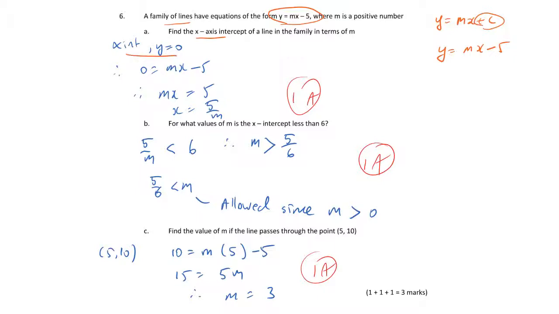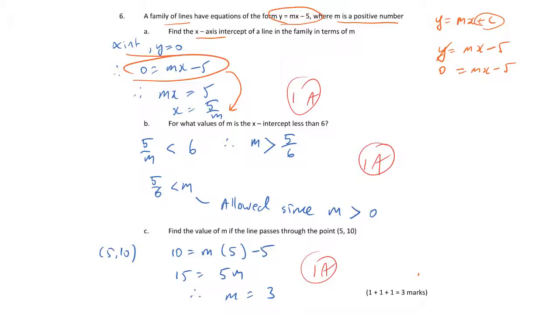To do that, we just let the y equal 0. This means that becomes 0 equals mx minus 5, that's what this line here is saying. From here, it's just a matter of rearranging until we've got the x on its own, and that's what we get there. So x is equal to 5 over m. No worries about any restrictions here, because here we're told that m was a positive number.